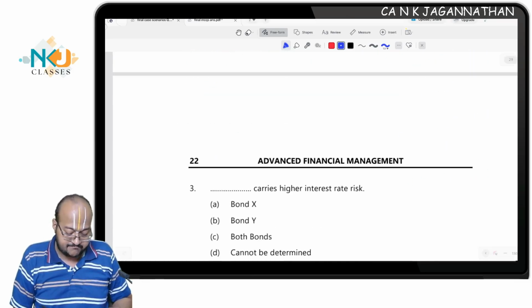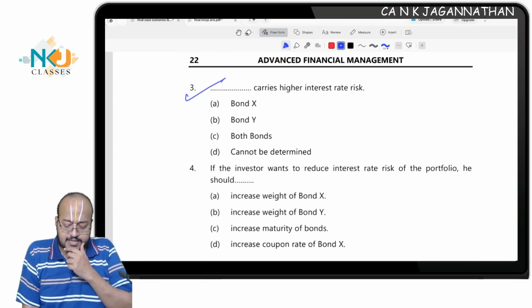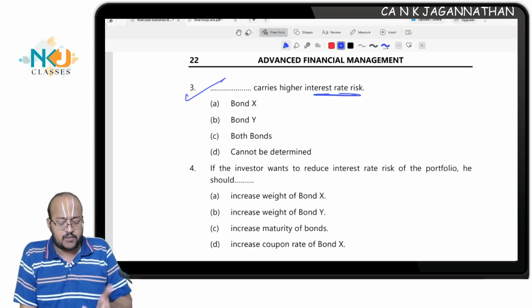Next, C. Which carries a higher interest rate risk: bond X, bond Y, or both bonds, or cannot be determined.